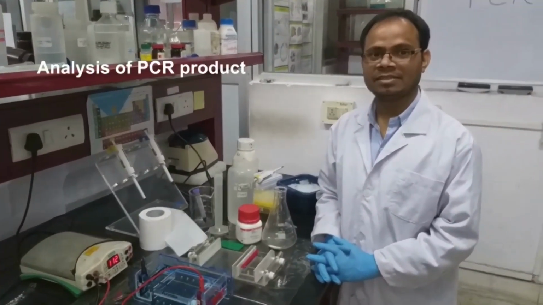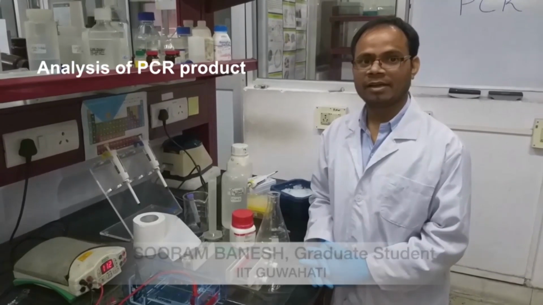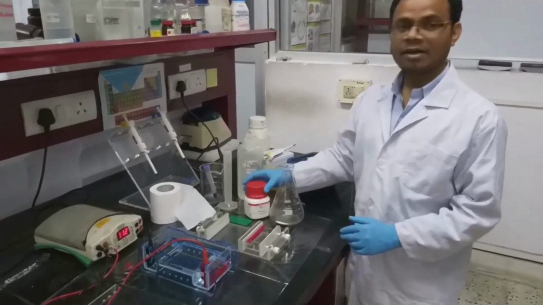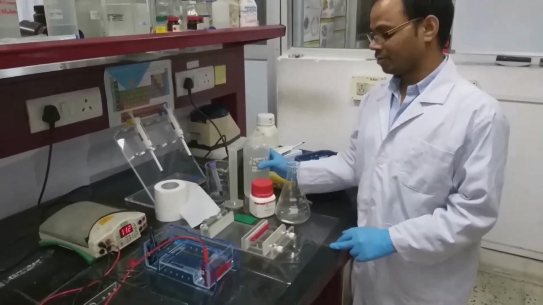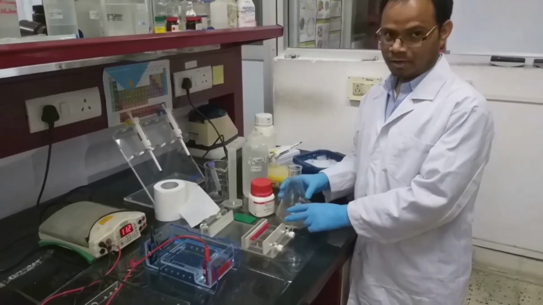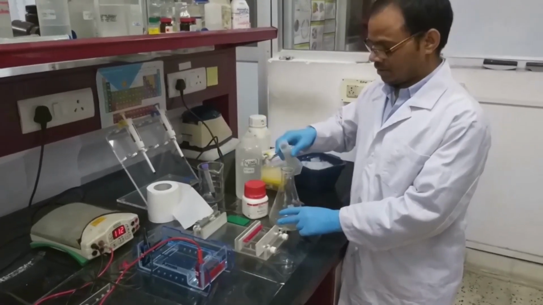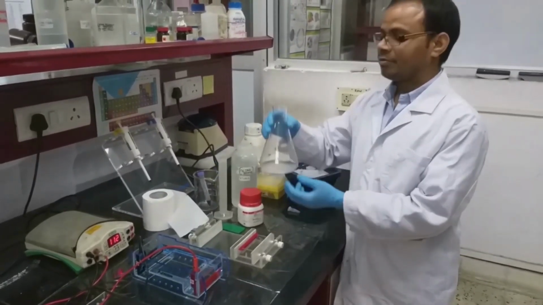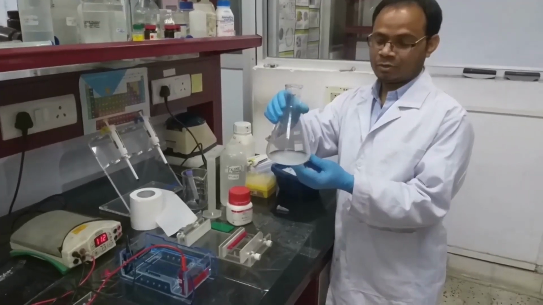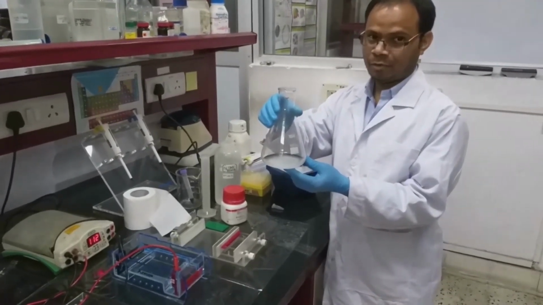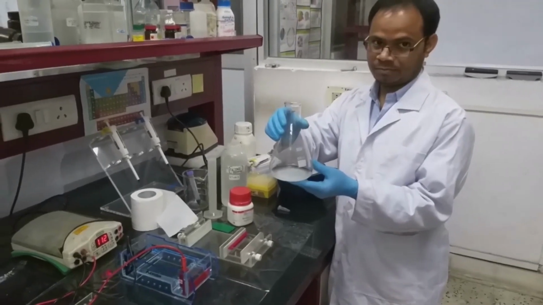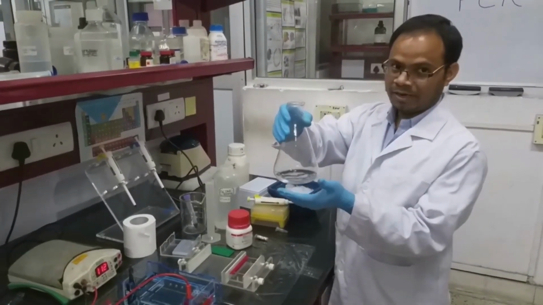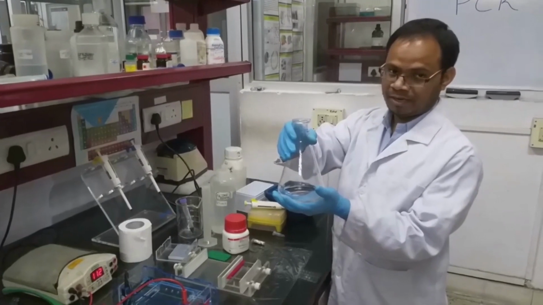Once the PCR reaction is completed, we have to analyze the results for amplification. For that we need agarose and TAE buffer. First we have to weigh agarose and mix it with the TAE buffer. It will not dissolve easily, so we have to heat it in a microwave oven until it gets dissolved. Now the agarose has dissolved in TAE buffer. We have to let it cool down to 50 degrees Celsius.